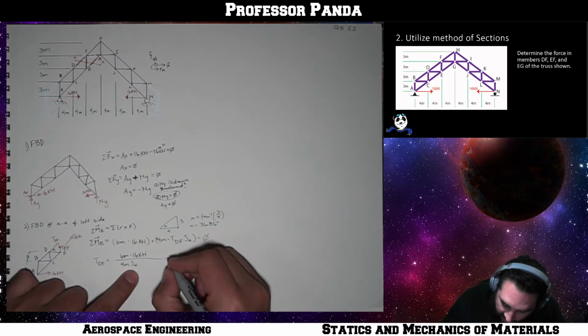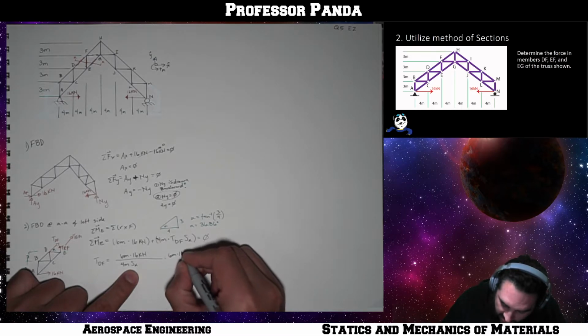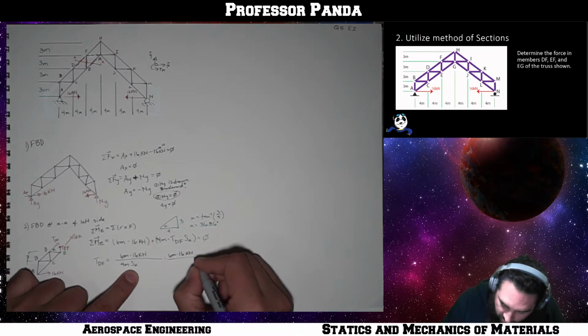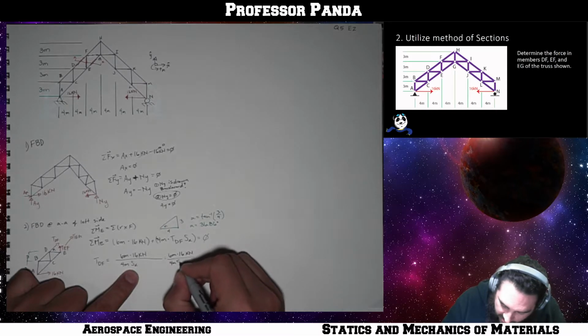Okay, let me populate some values in here. So 6 meters times 16 kilonewtons over 4 meters sine 36.86.